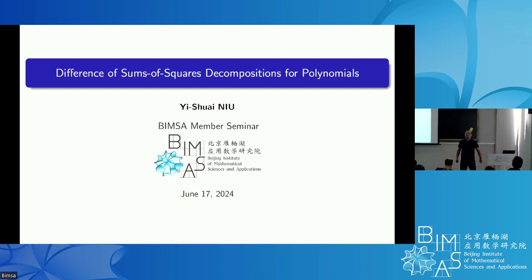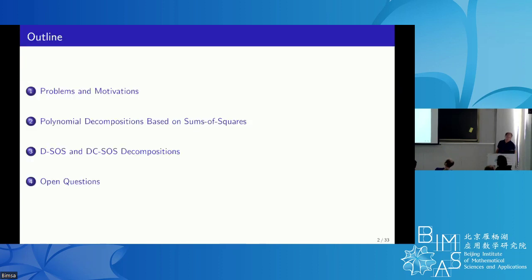You may know the sum of squares decomposition for polynomials. That is something very well known, and highly related to Hilbert's 17th problem. That is exactly the start of the story. Today, what I will talk about is the difference of sums of squares, which is an extension of sum of squares decomposition, primarily based on a recent paper we published in SIAM Journal on Optimization.